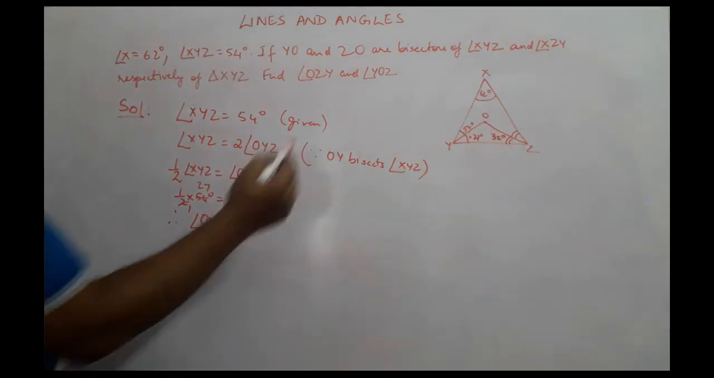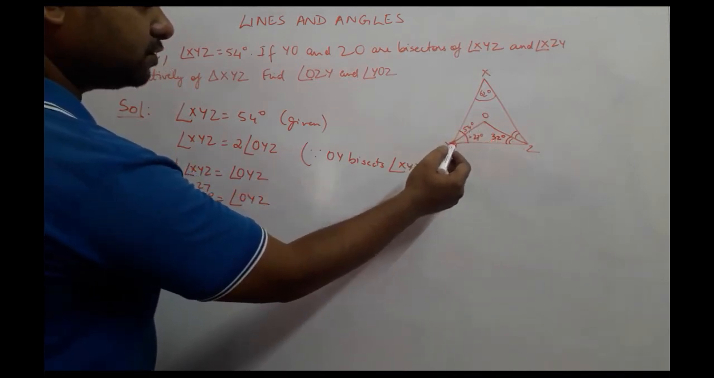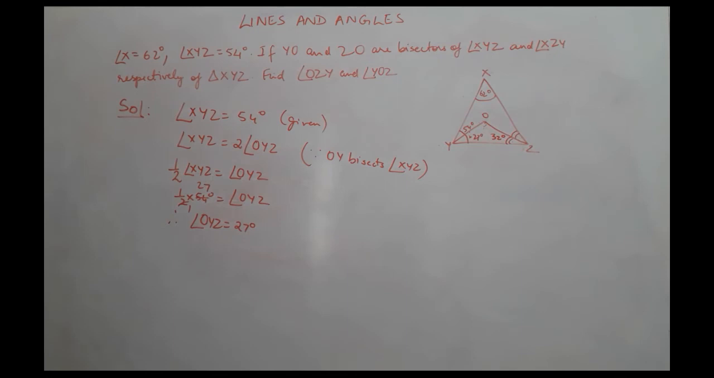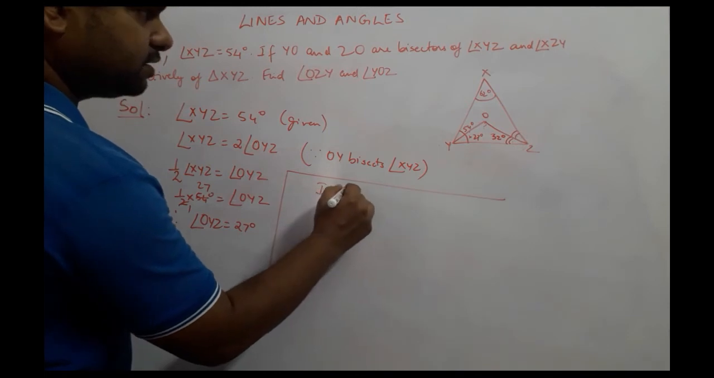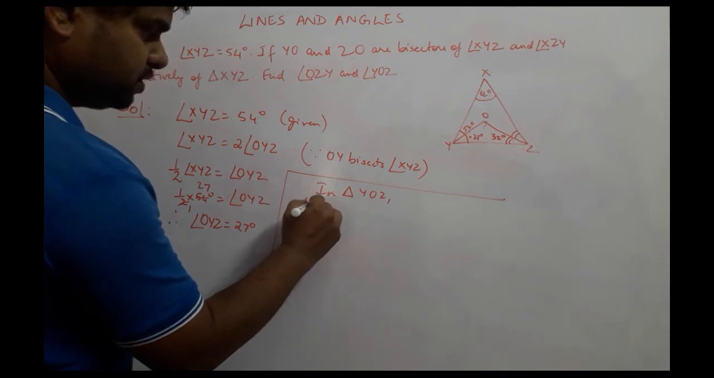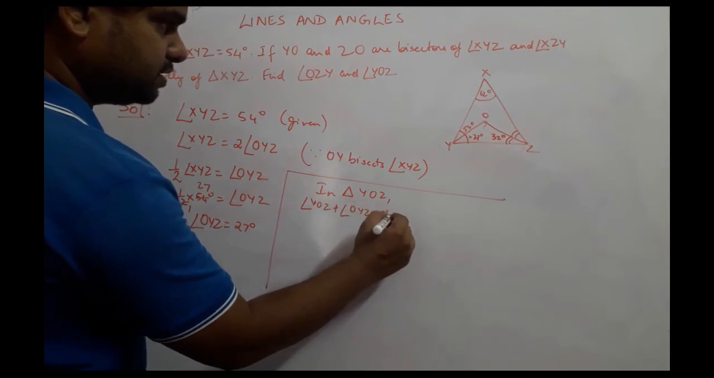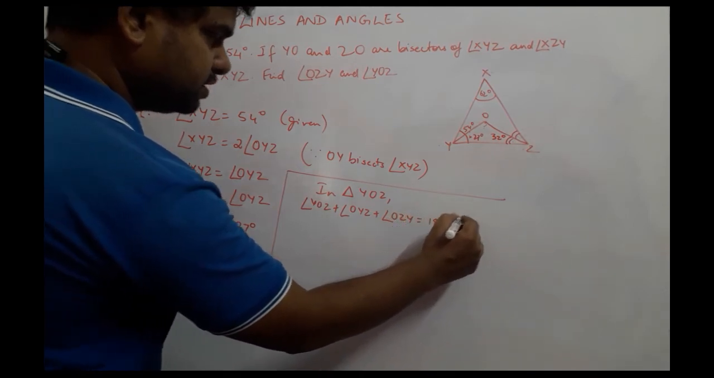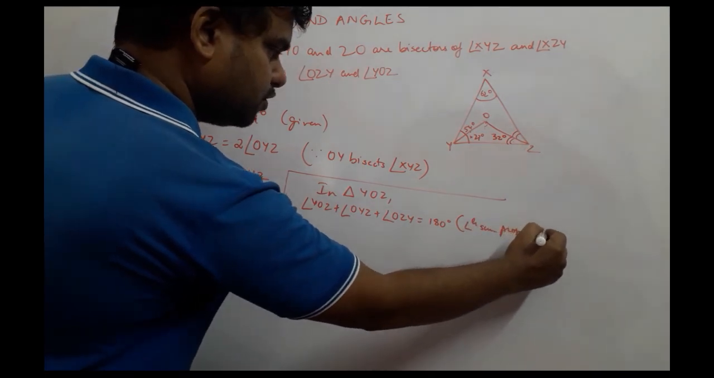We were asked to find out OZY, which we found out as 32 degrees, and we are asked to find out YOZ. So this angle is still remaining over here. So we'll use the angle sum property to get that. So in triangle YOZ, angle YOZ plus angle OYZ plus angle OZY is equal to 180 degrees by angle sum property of triangle.